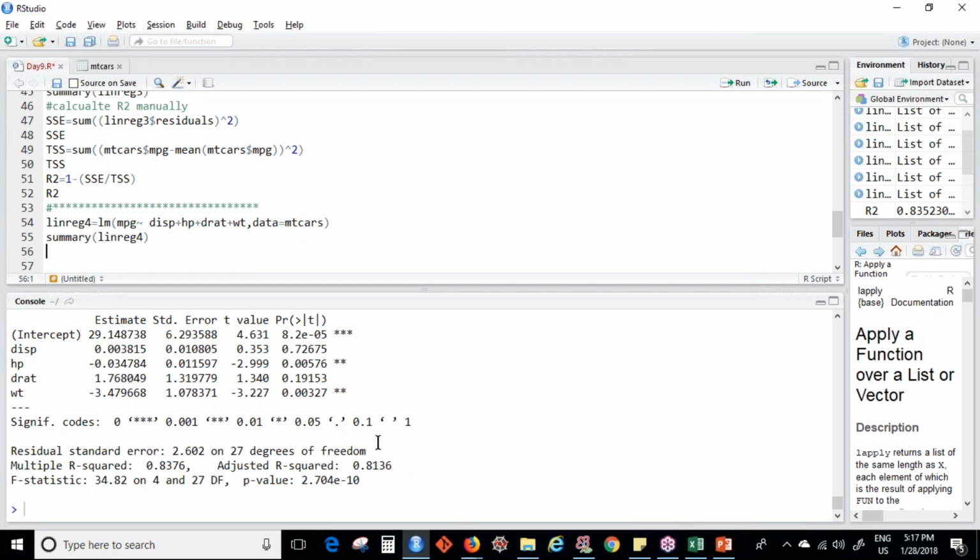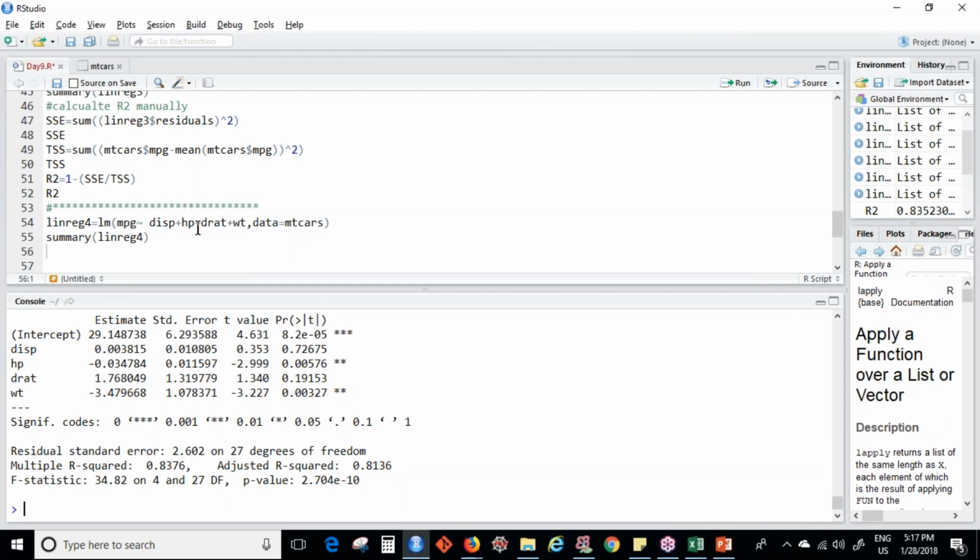So see, now you can see, r square increased, but my adjusted r square has decreased. It has become less now. So that means the variable that I added, drat, is not helping my model. See, the p value is 19%. And even displacement is very high. So ideally I should not include displacement and drat. I should just include horsepower and weight.